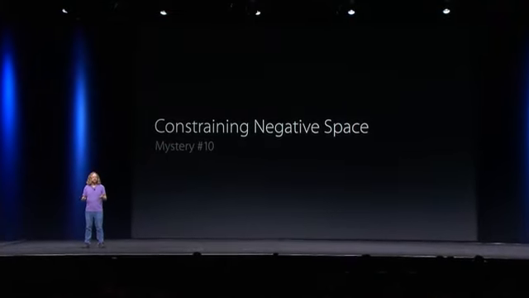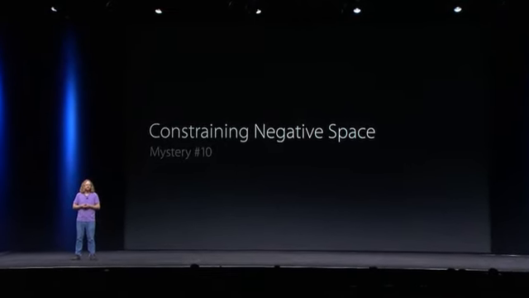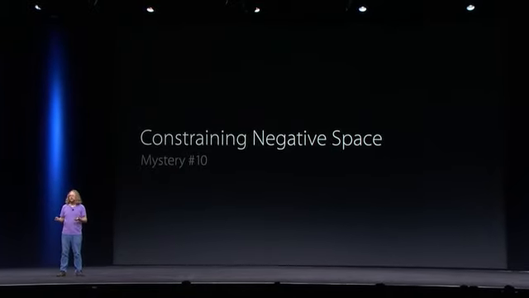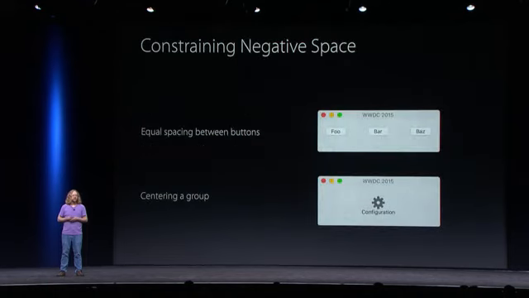So next, I'd like to talk about constraining negative space. There are a few different kinds of layouts that come up from time to time where it's not immediately obvious how to achieve them. Here's a couple examples. In the first case here, the goal is to make sure that the space between these buttons remains the same when the window is resized. And in the bottom, we have an image and a label. And we want to center them as a group rather than center each piece of the content individually.